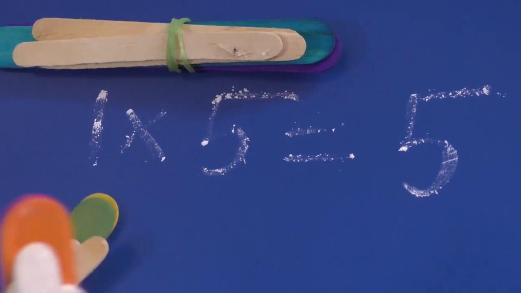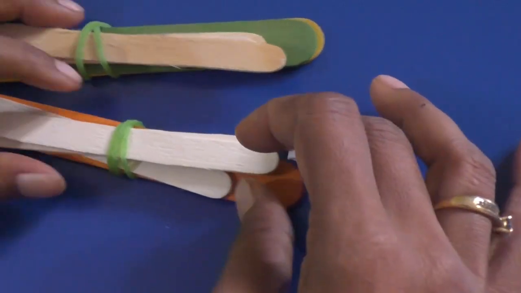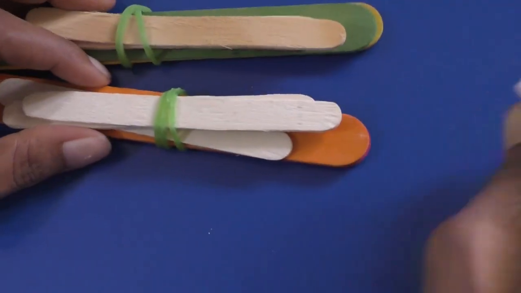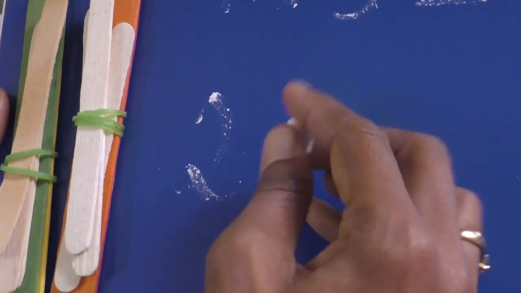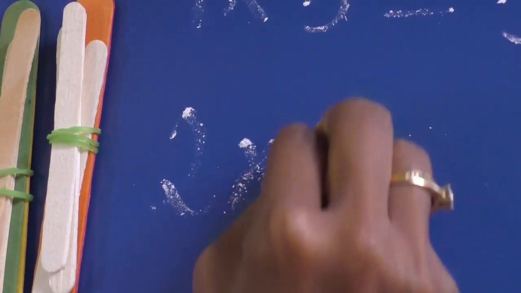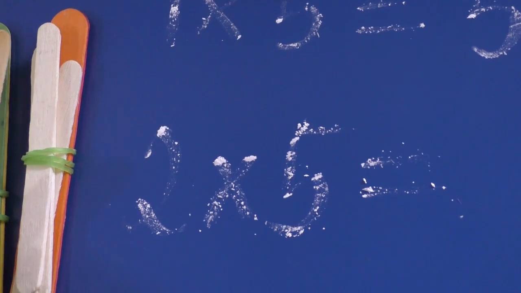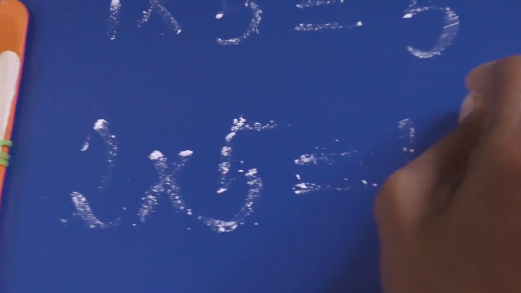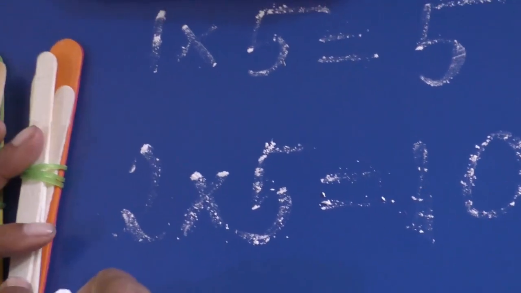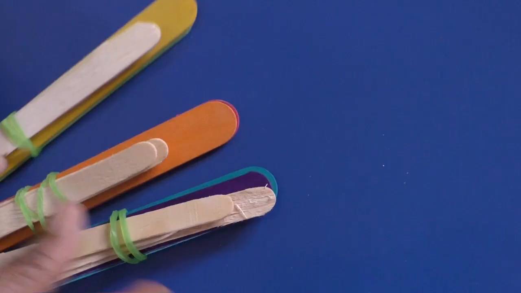Next, 2 groups. You can see 2 groups. So here I write 2 into 5. 2 groups of 5 sticks will give us 10. 5 plus another 5.